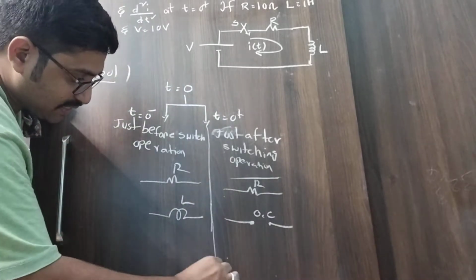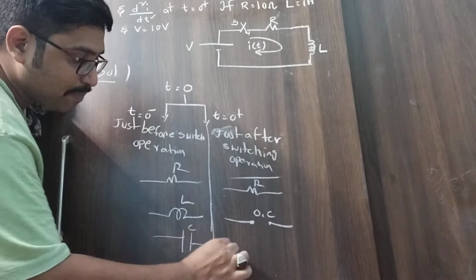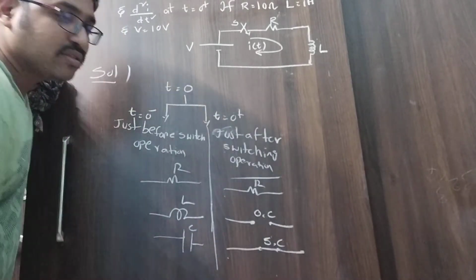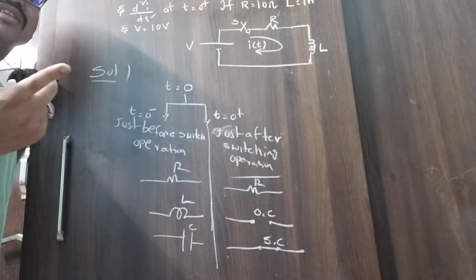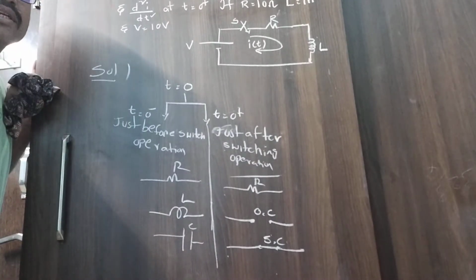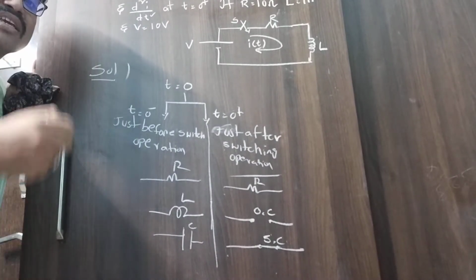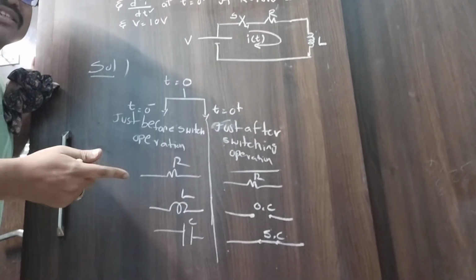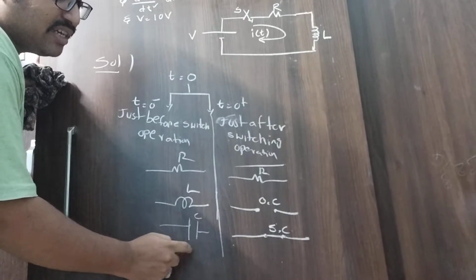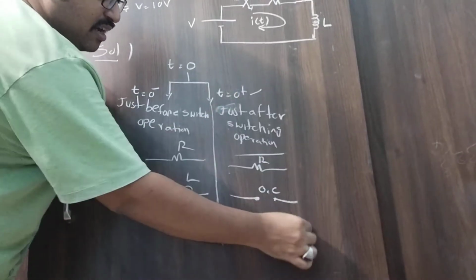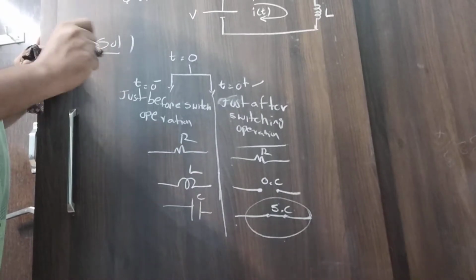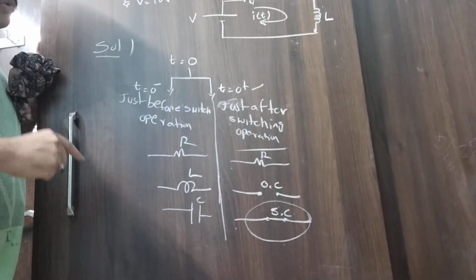Okay, next we have the capacitance. Capacitance will act as a short circuit, because a capacitance does not allow sudden variation of the voltage. It would require an infinite amount of current to pass through the capacitance. Because of that, at the initial condition t is equal to 0 plus, the capacitance will act as a short circuit. This is the important point you need to know.